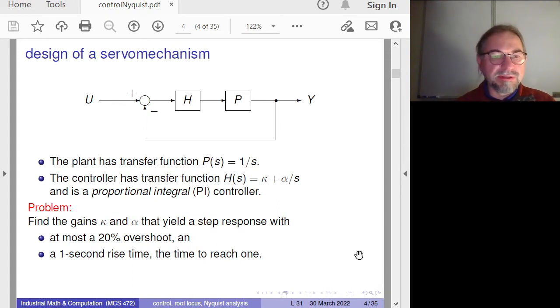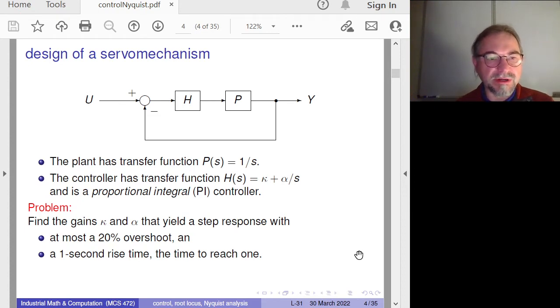So we consider a proportional integral controller designed with two parameters. So there are two values for the parameters that we need to fix. There is the kappa and there is the alpha. The transfer function for the plant is very simple. It's 1 over s, so that will also make our analysis a little bit easier.